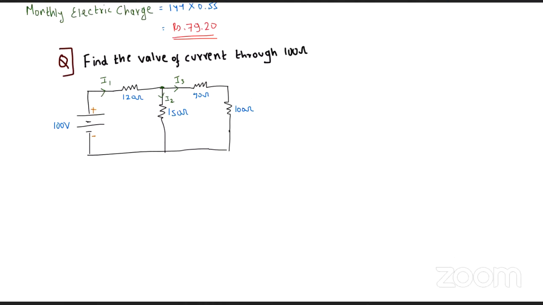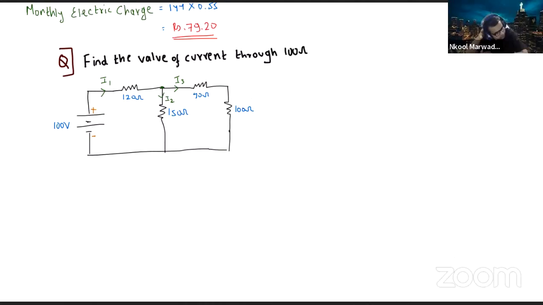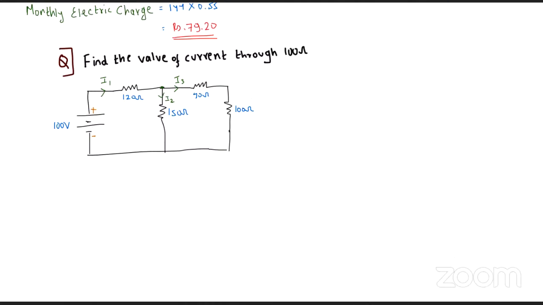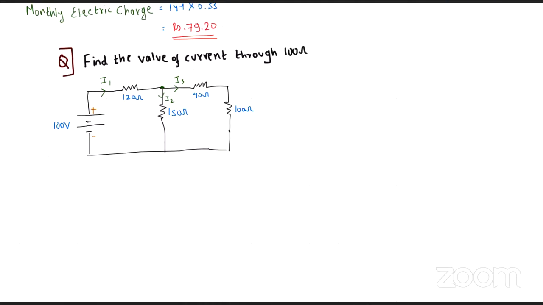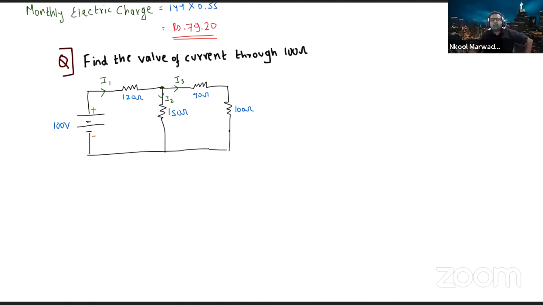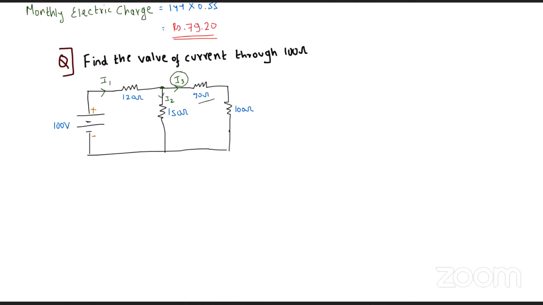Sir, I have a question. Yeah, tell. Can I write I2 instead of I3? I mean, can I replace their positions? Yeah, you can, take whatever you want. Ultimately, whatever current you take here will be flowing through the 40 ohm, and that will be flowing through the 100 ohm. And that is what your answer will be.